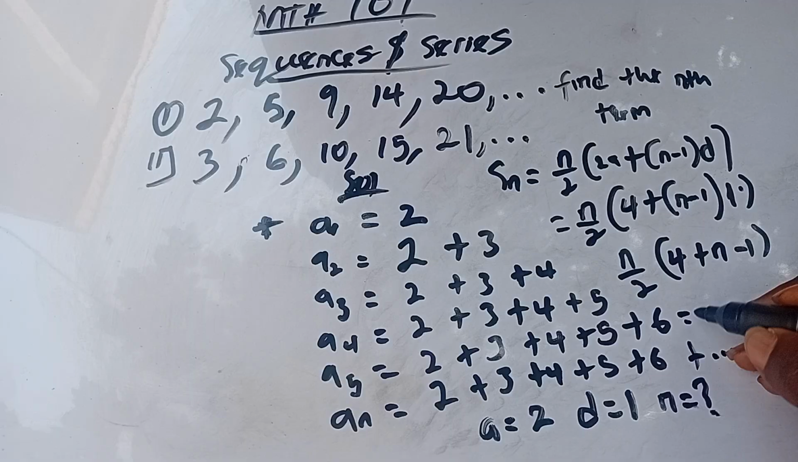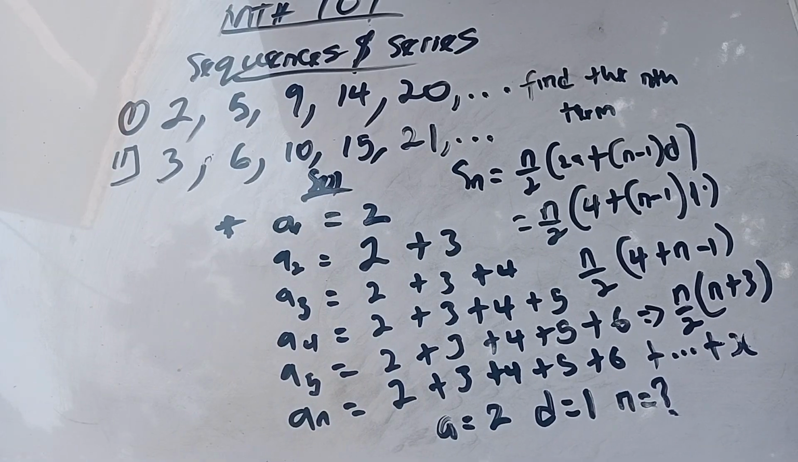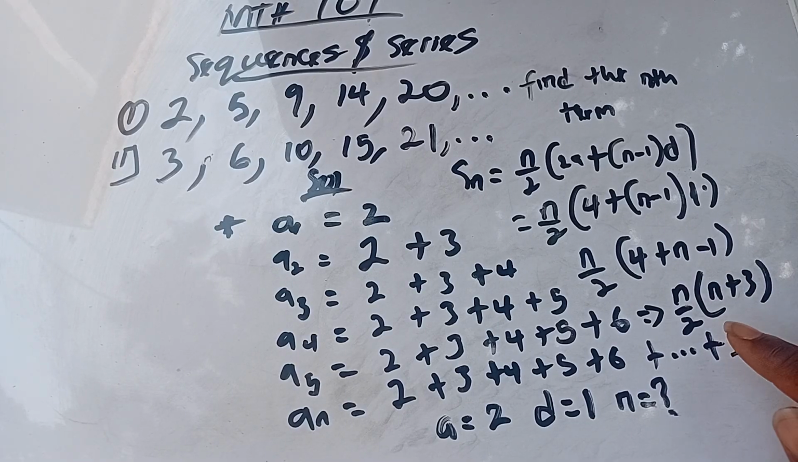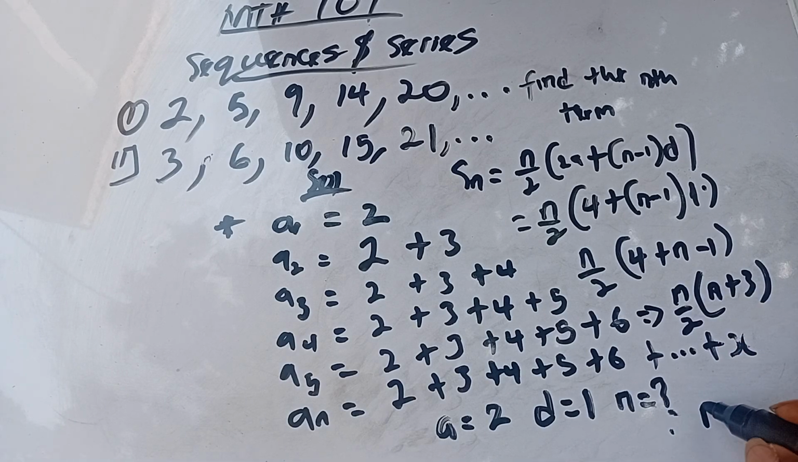So this gives us n over 2, 4 minus 1, 3, right? So here we have n plus 3. n over 2 into n plus 3. So using this and the sum of AP, this is our nth term now. You can decide to open the bracket. If you open the bracket, n times n, you have n square. n times 3, we have 3n, then over 2.